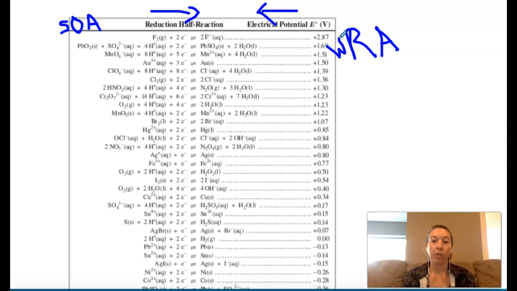It's important to know what that order is because as we continue to go through this lesson, we're going to talk about spontaneous reactions. For a reaction to be spontaneous, we're looking for certain relationships between the OA and the RA.